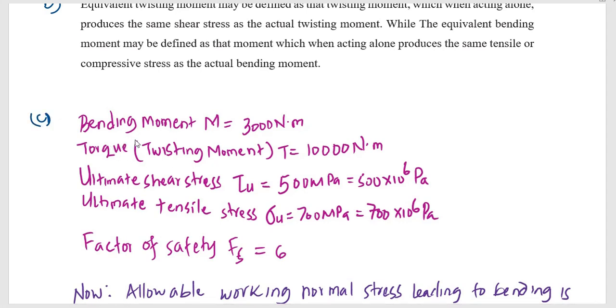Now, given the data, the information is: bending moment is 3000 Newton meter, the torque or the twisting moment is 10,000 Newton meter. The ultimate shear stress tau u is 500 megapascals, and we can also take it as 500 times 10 to the power 6 pascals or Newton per square meter, and the ultimate tensile stress sigma u is 700 megapascals or 700 times 10 to the power 6 pascals or Newton per square meter. The factor of safety is given also as 6.